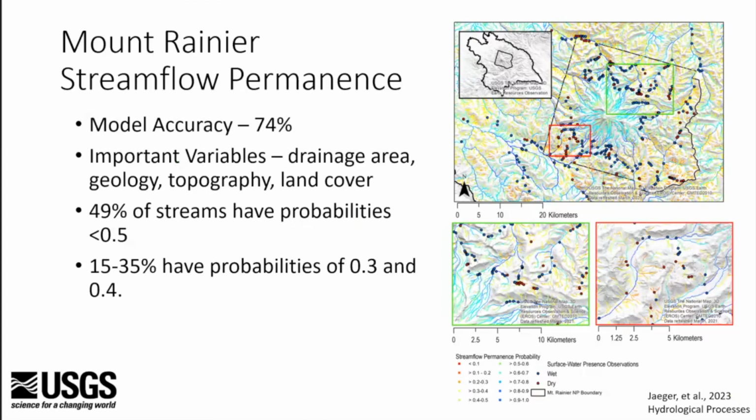This is the Mount Rainier model that we just developed, and the model accuracy is 74%. Notably, climatic variables were not top predictors. You can see the most important variables were drainage area, geology, topography, land cover. These are static variables that describe the landscape and are not changing year to year. And we think this is a scaling issue.